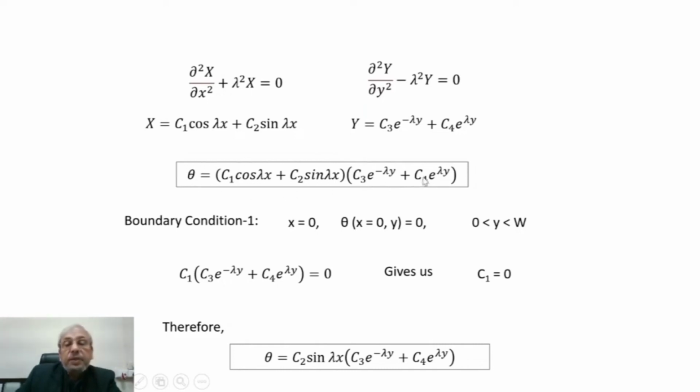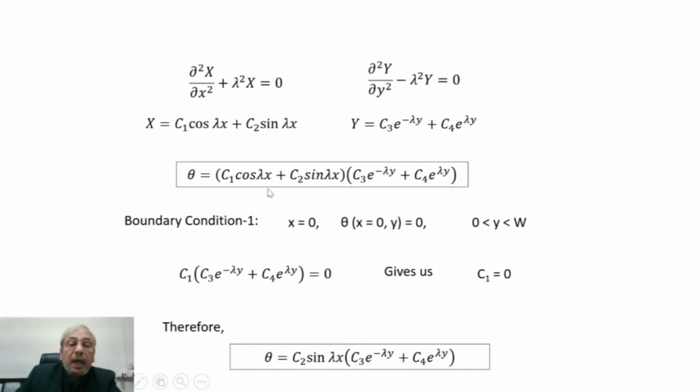So this becomes the expression for theta. Boundary condition 1, if we recall, is at x equal to 0, that means theta at x equal to 0, and throughout y, that means y between 0 and W, equal to 0. This is on the left hand side. This boundary condition is physically obtainable, and we apply that.